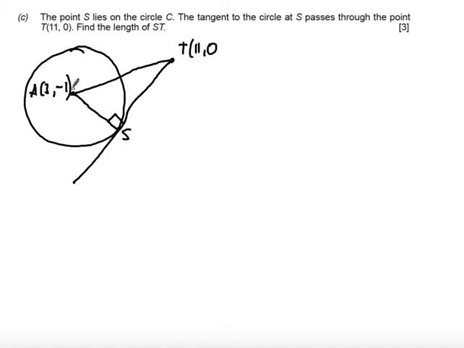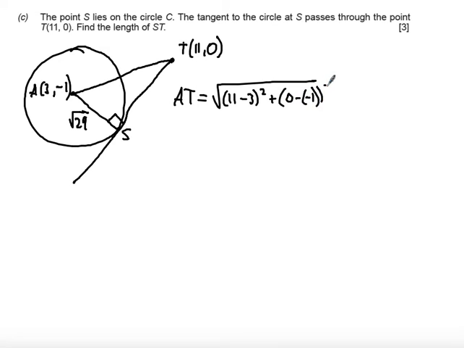Now what I know from previously in the question is that the side AS is the radius, so that is root 29. I'm looking to find this length ST. I've got a right angle triangle, so I'm going to use Pythagoras. What I need to know though is AT. I can't directly find ST because I don't know what the point S is. So first of all, AT is going to be given by the square root of (11 minus 3) squared plus (0 minus 1) squared. So I get 8 squared plus 1 squared, which is root 65.